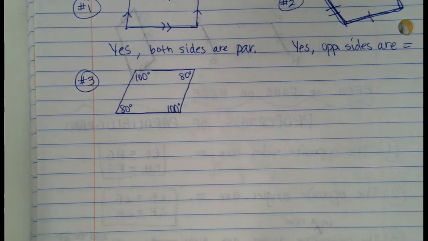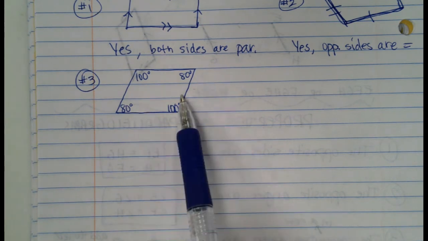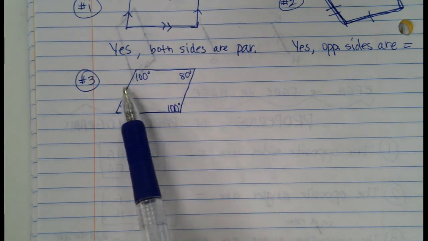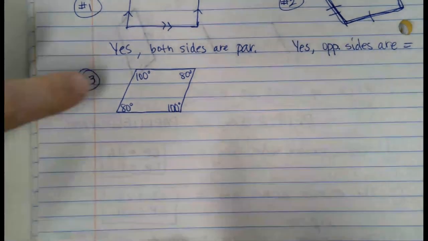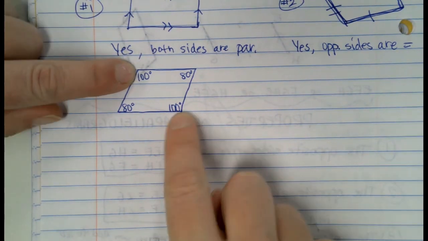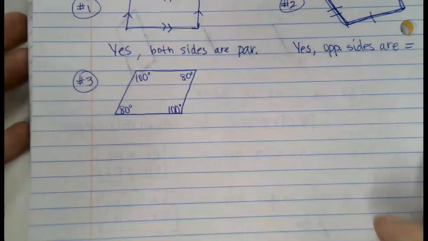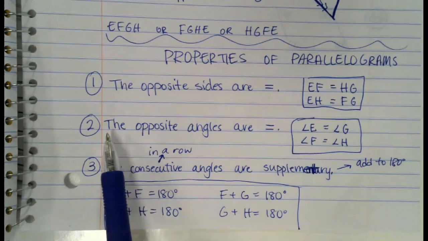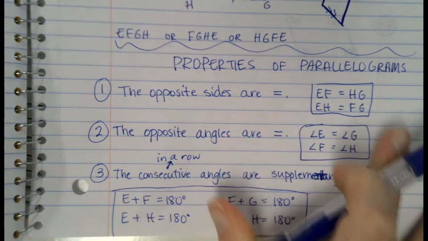Here's what you got to ask yourself: do I have one of the properties? What property do I have here? I don't know anything about the sides on this one, but I know the angles. These right here are opposite angles, right? They're both 100 degrees. These are opposite angles, right? They're both 80 degrees. Y'all, that would be this property right here. If the opposite angles are equal, then it's a parallelogram.